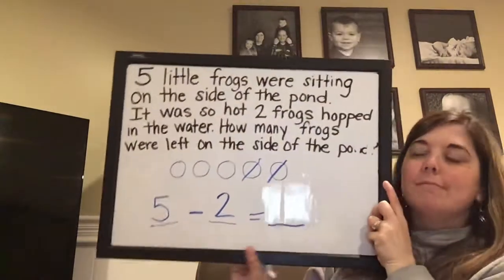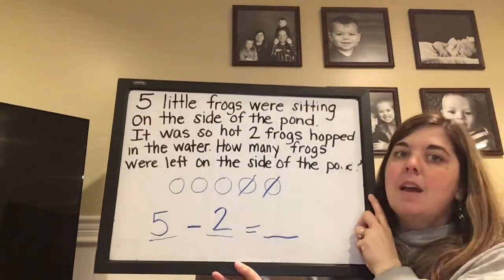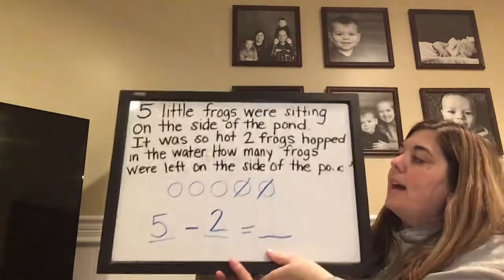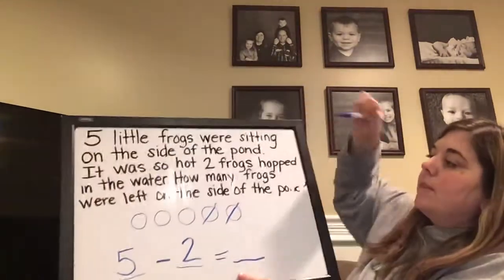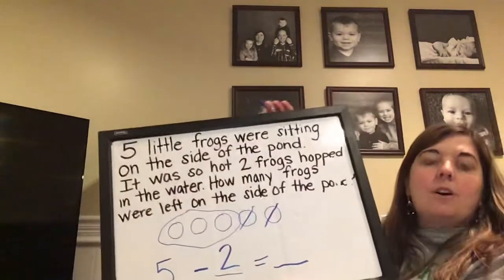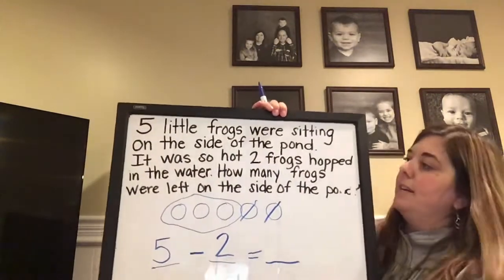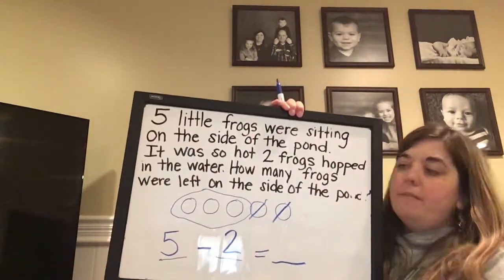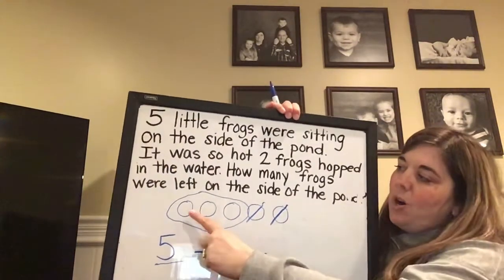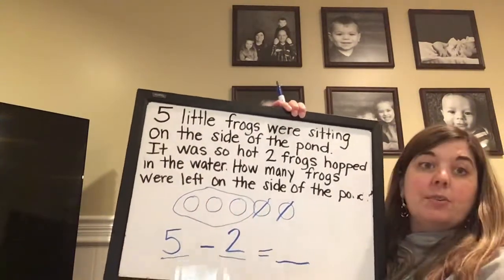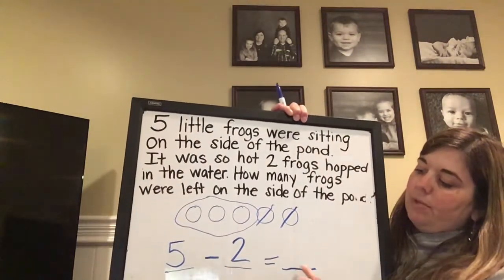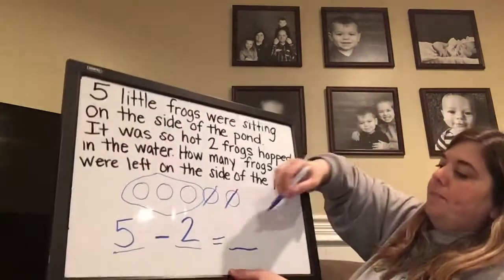5, take away 2 is, and then we need to see what is left. So we have all of these left. All those are the frogs that are still on the land. So I want you to count up how many frogs are left. You got it. There are 1, 2, 3. So we are going to write 5 minus 2 equals 3.